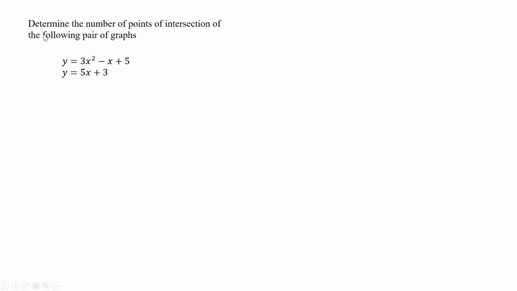Okay, in this question, we need to determine the number of points of intersection of the following pair of graphs. So here we are given the equations of the two graphs. The first graph is y equals 3x squared minus x plus 5, and the second graph is y equals 5x plus 3. This type of question looks similar to a type of question we came across earlier. Let's take a look at that type of question.